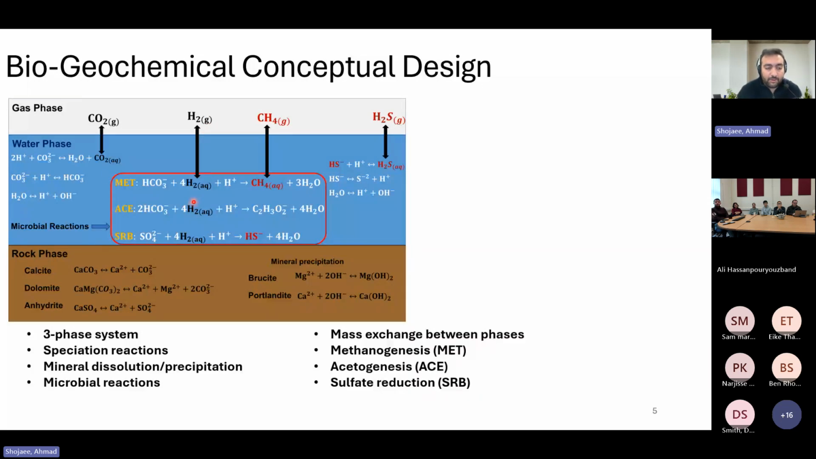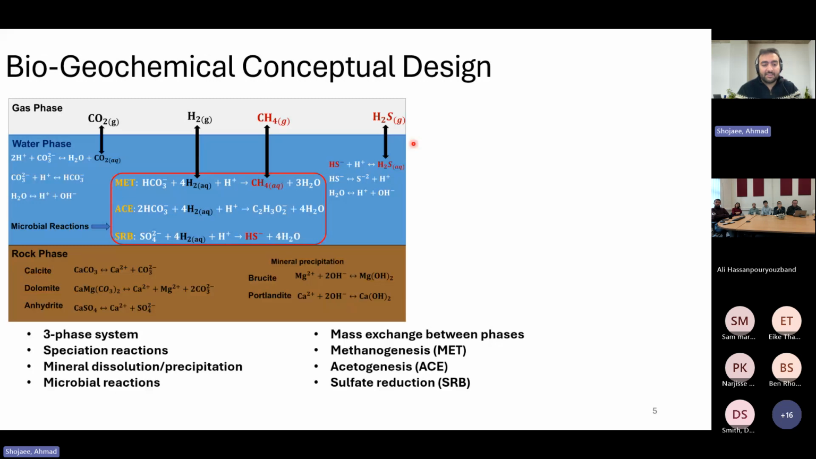It is assumed that this system is in equilibrium. In the context of hydrogen storage, there are three main microbial reactions: methanogenesis, acetogenesis, and sulfate reduction. In methanogenesis, hydrogen reacts with bicarbonate and generates methane. In acetogenesis, another microbial path, hydrogen reacts with bicarbonate and generates acetate. In sulfate reduction, hydrogen reacts with sulfate and produces sulfite, and H2S can be a byproduct of this phenomenon.